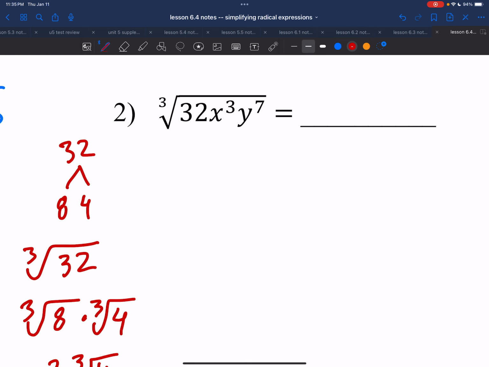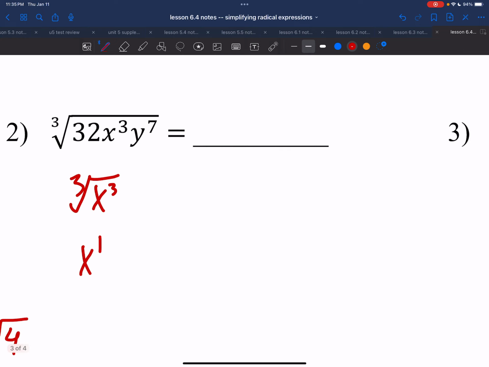Now, what about cube root of x cubed? Well, cube root of x cubed, how many times does, this is what I'm asking, how many times does 3 go into 3? Once. And is there a remainder? No. So, it's x to the 1. That's it. Also, you know that cube root of x cubed is x to the 1, so there's that too. But this is where that rule might be really helpful.